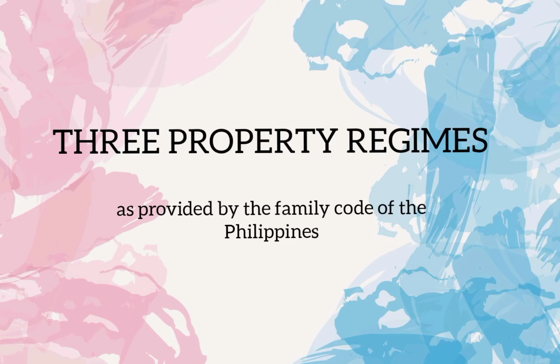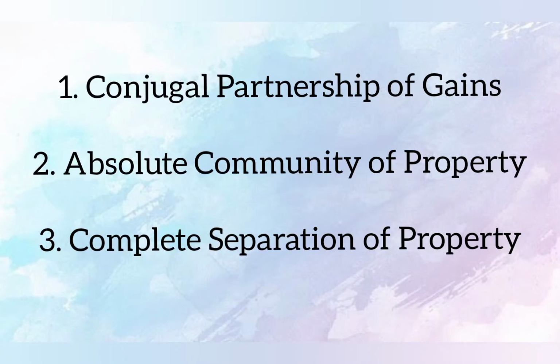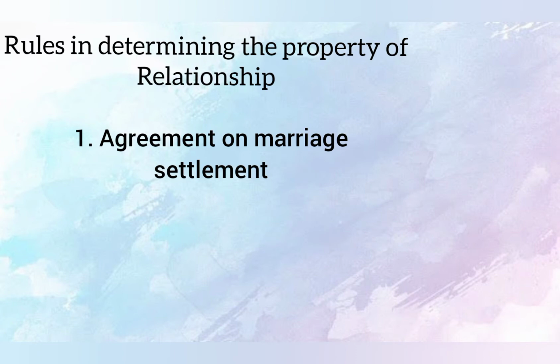So now let's talk about the three property regimes as provided by the Family Code of the Philippines. So first is the conjugal partnership of gains. Second, absolute community of property. Lastly, the complete separation of property. So let's tackle first the rules in determining the property of relationship.